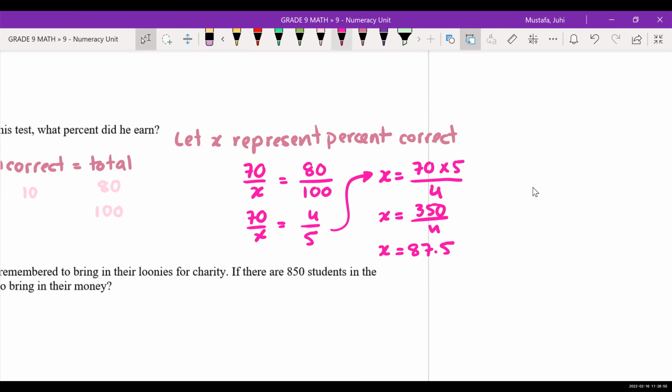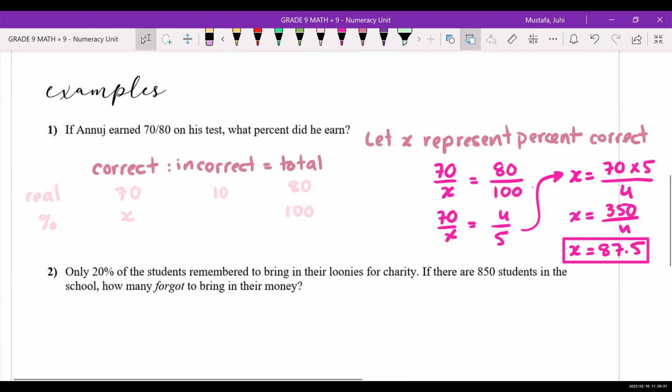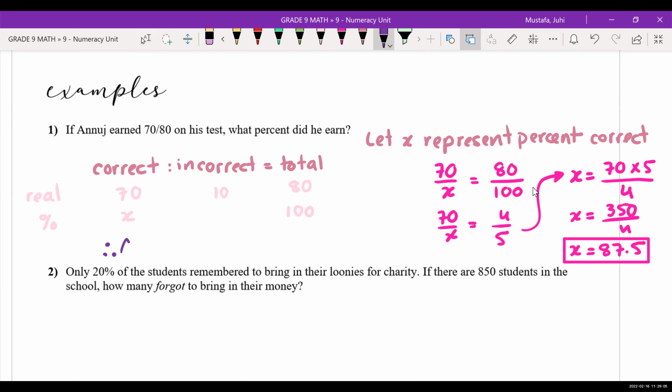So this boy did pretty well on his test. He got 87.5%. We just need our therefore statement, which would state, therefore, Anuj earned 87.5%.